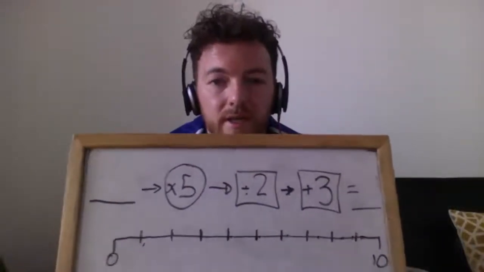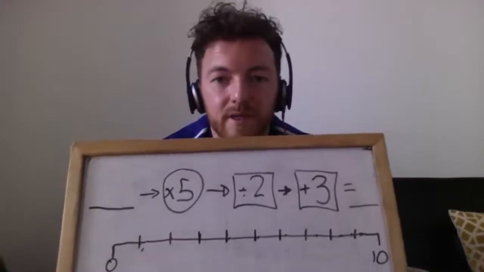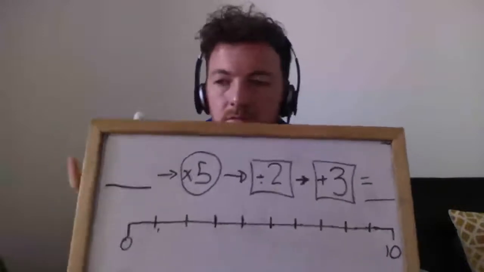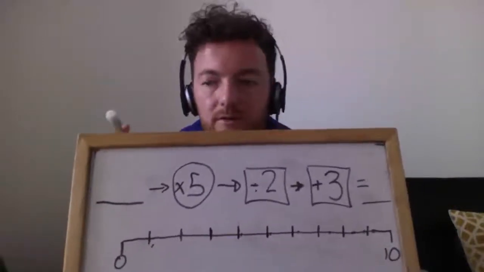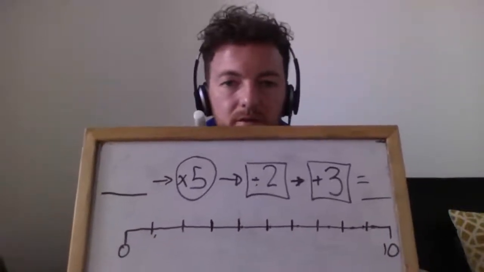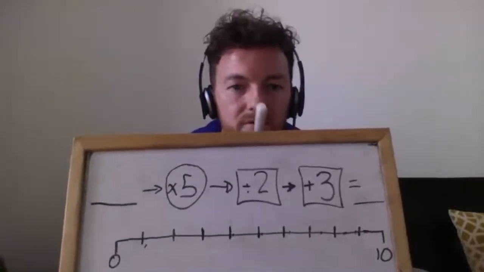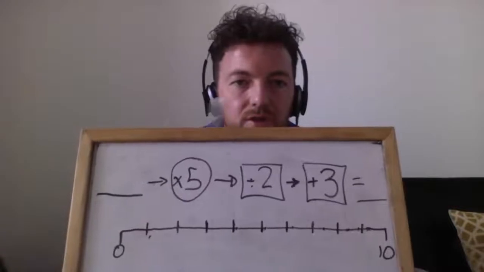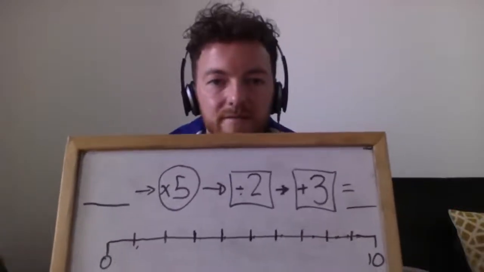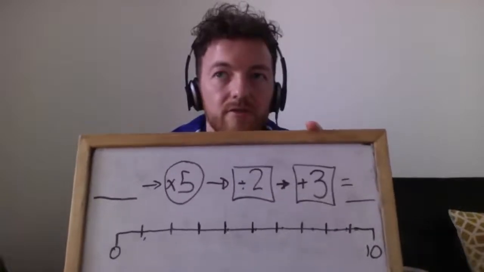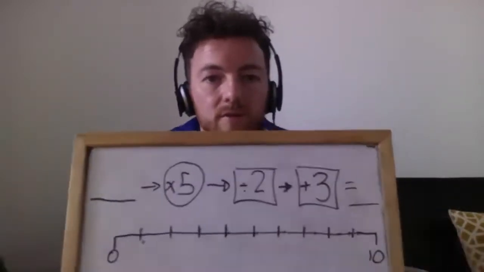If anyone picked a multiple of 50 as well in that range, let's pick the number 150 to start with. So 150, multiply it by 5, we should have got 750. 750 split in half, we should have got 375. 375 plus 3, we should have got 378. Really well done if you've done that.